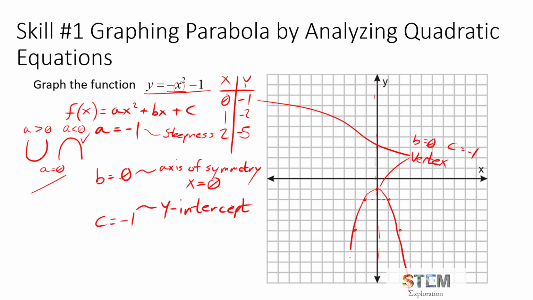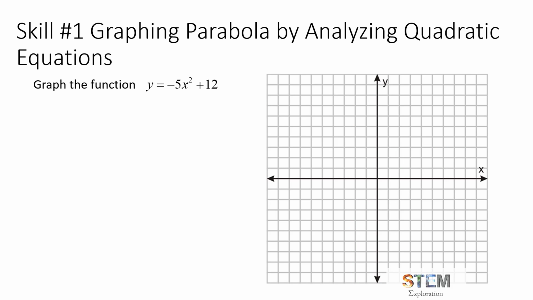So we don't even need to use the t-table. We can just pick the other points. And now I just really quickly graph this parabola by analyzing the equation. So a second example that I want to point out here.